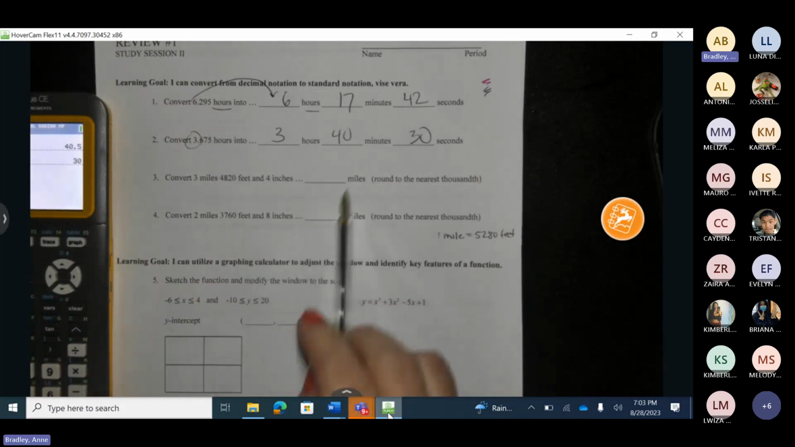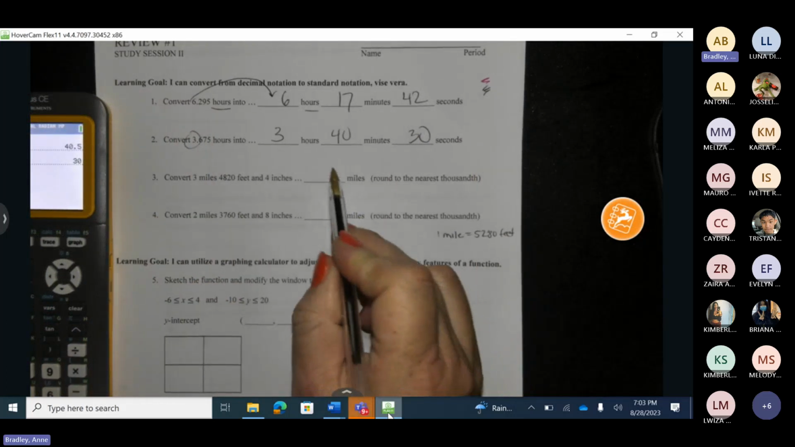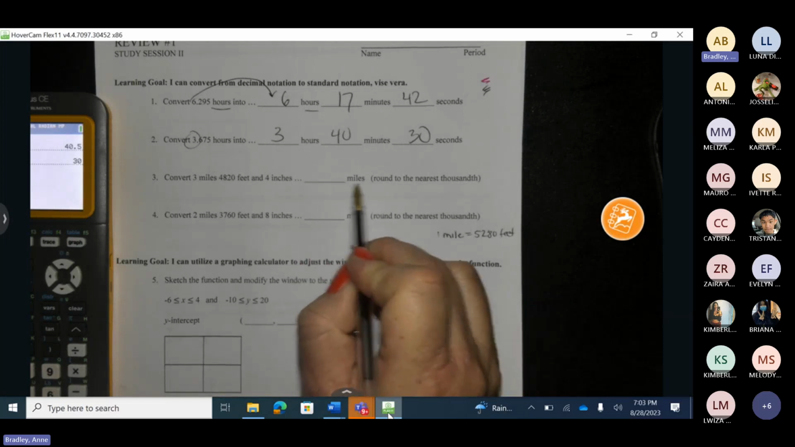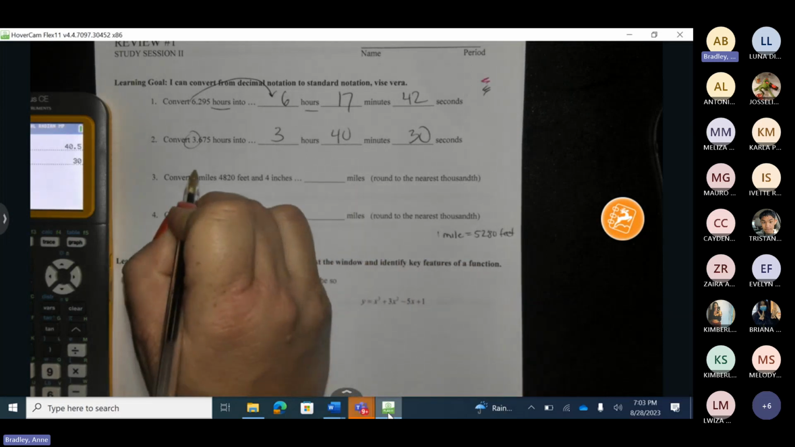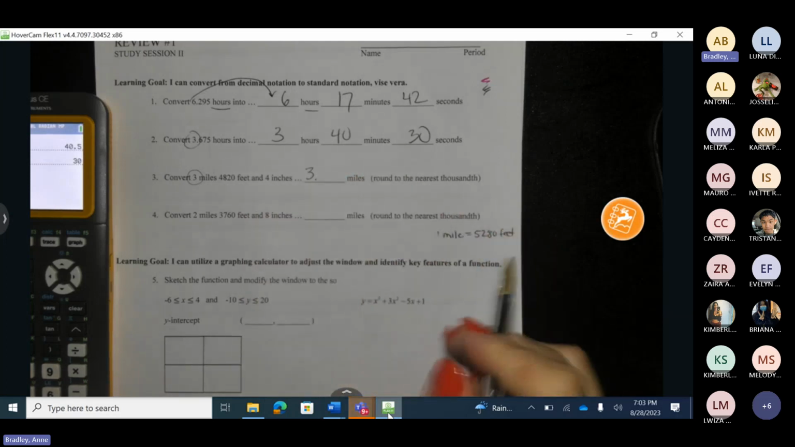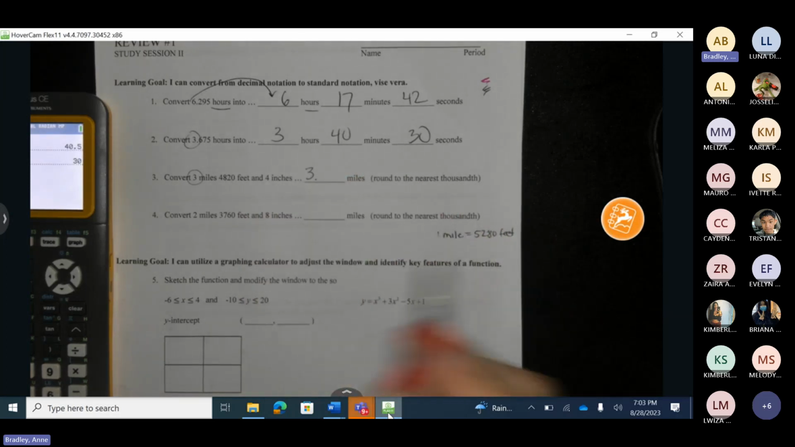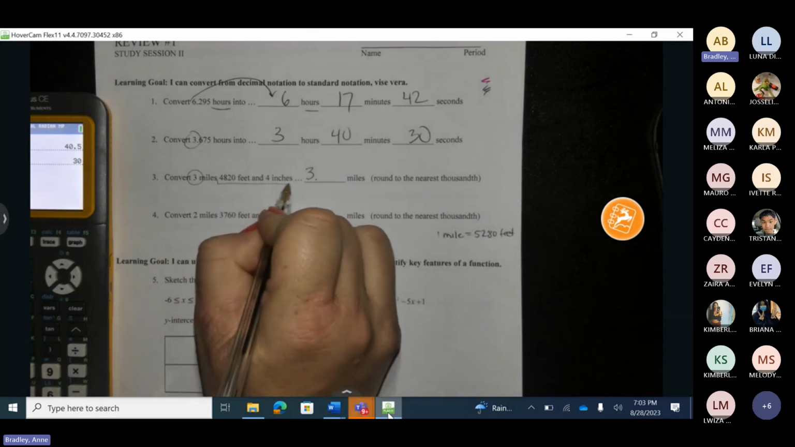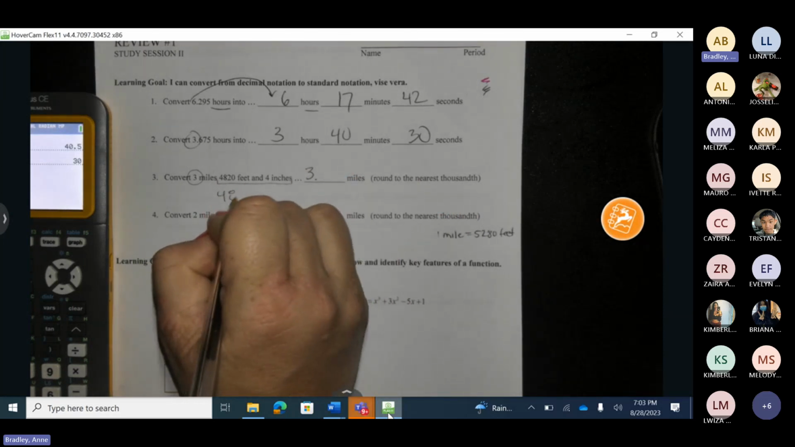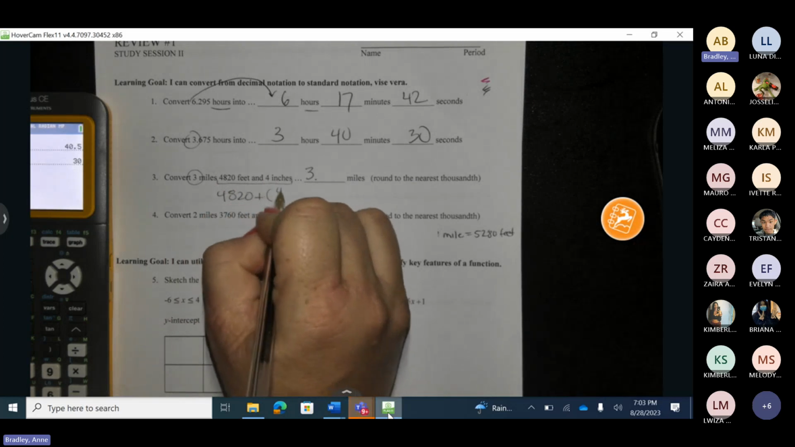Okay, going on to the next part. Now I'm going to go back into decimal notation. So this numerical value I write can only be in terms of miles. So I know there's 3 miles. And what you have to know is there's 5,280 feet in 1 mile. That is on the board. So I'm going to write all of this in terms of feet. 4820 plus we have this additional.